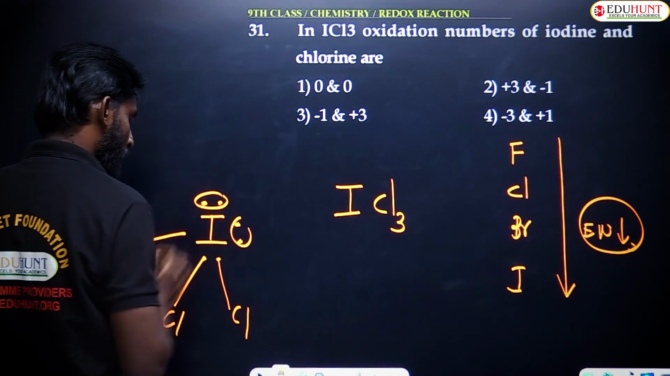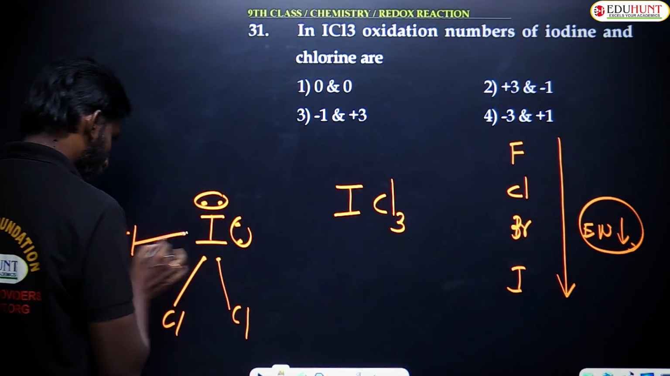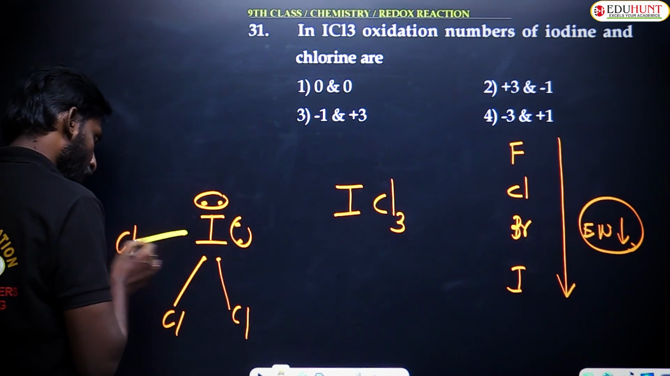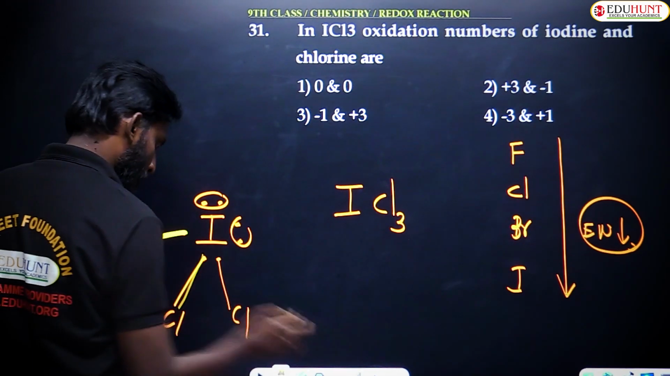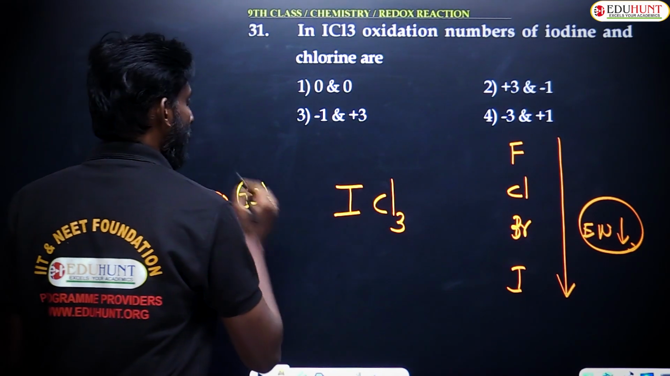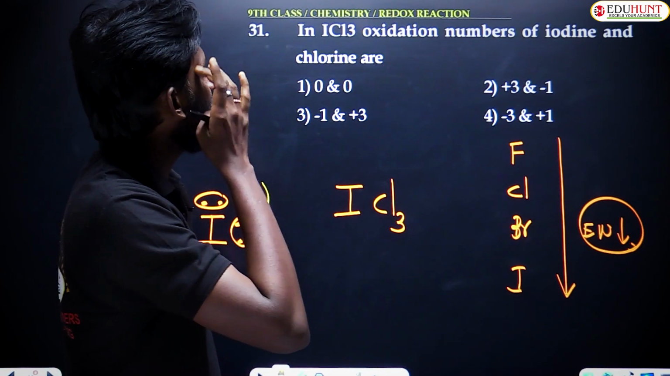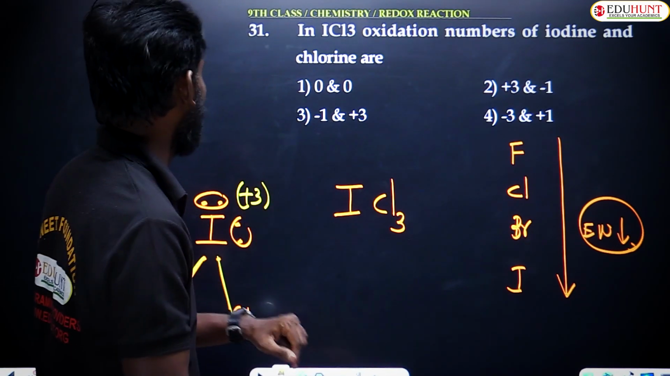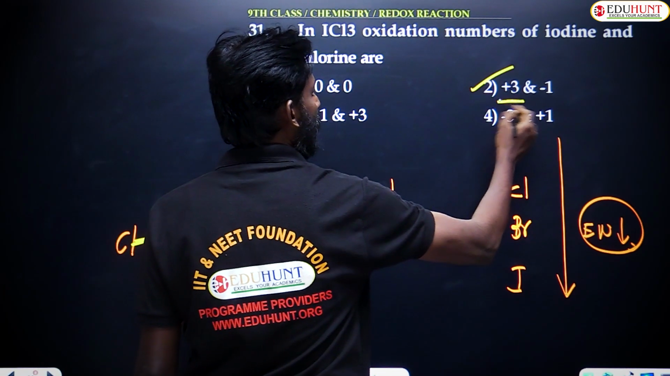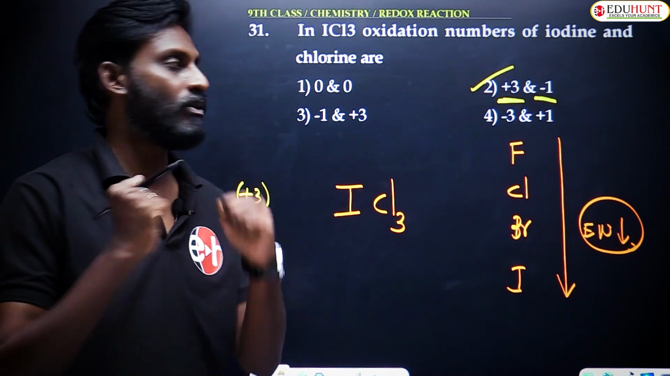Lone pair, lone pair. So what is the oxidation state of the central atom? +1, because compared to iodine, chlorine is more electronegative. +1, +2, +3. So here iodine is in +3. I have given a detailed explanation here. So in ICl3, the oxidation numbers: iodine is +3, chlorine is -1. Iodine is +3, chlorine is -1. Okay, I think you understood.